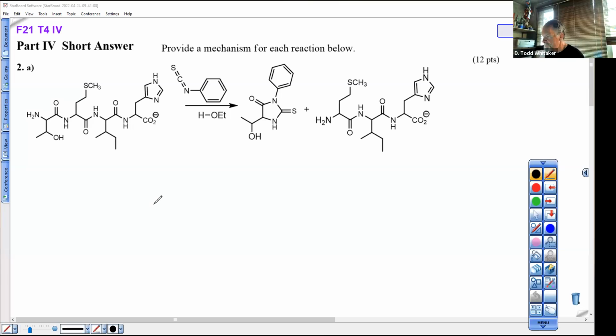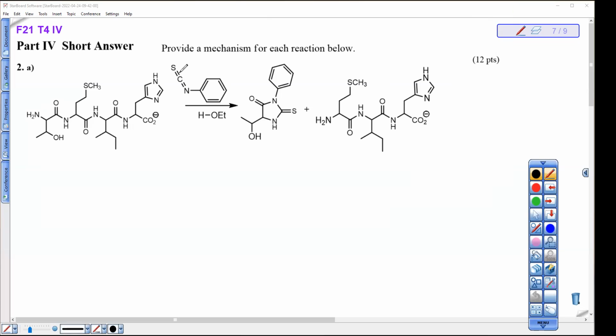And here it is. It's an Edman degradation. Anytime you see phenyl isothiocyanate, it's an Edman degradation. I'm going to go show you where the best version of the Edman degradation mechanism is.